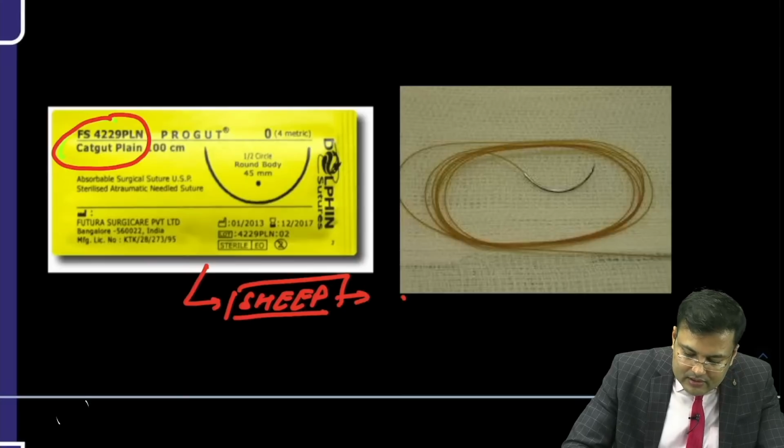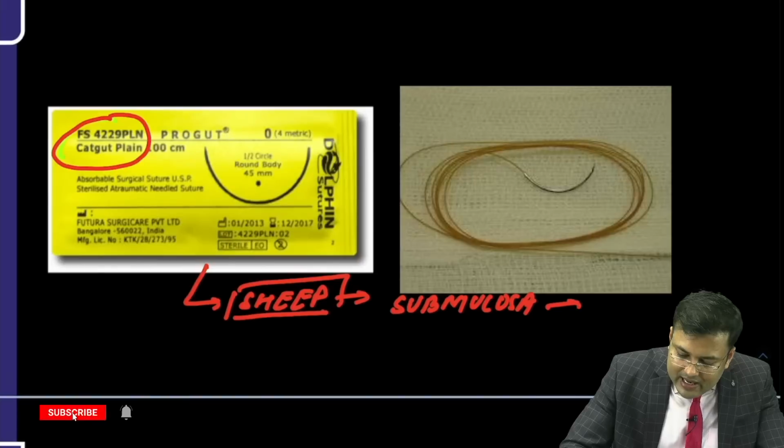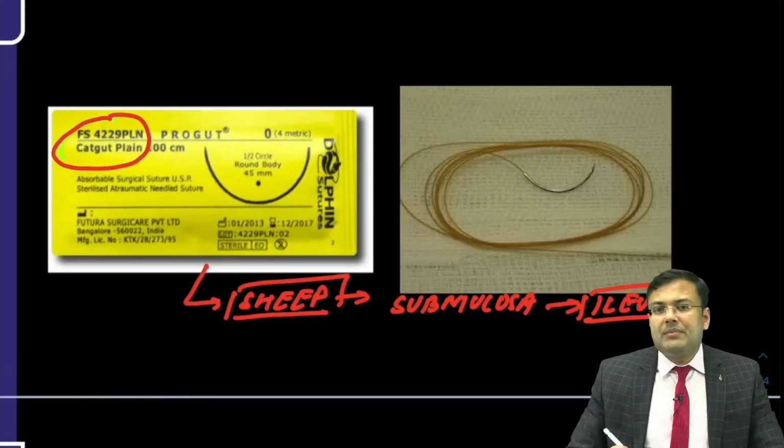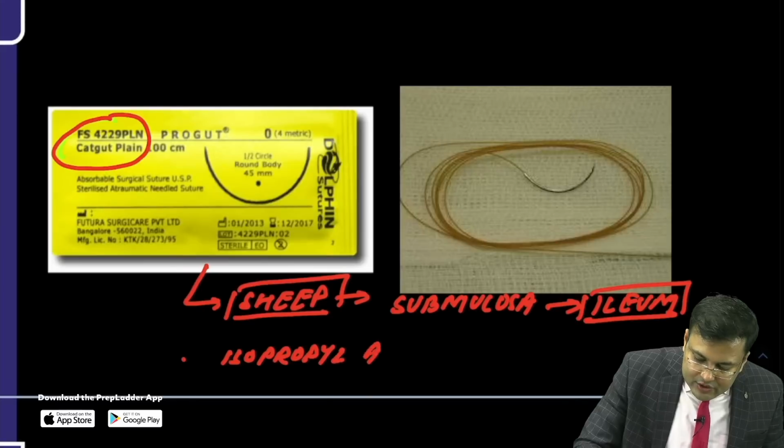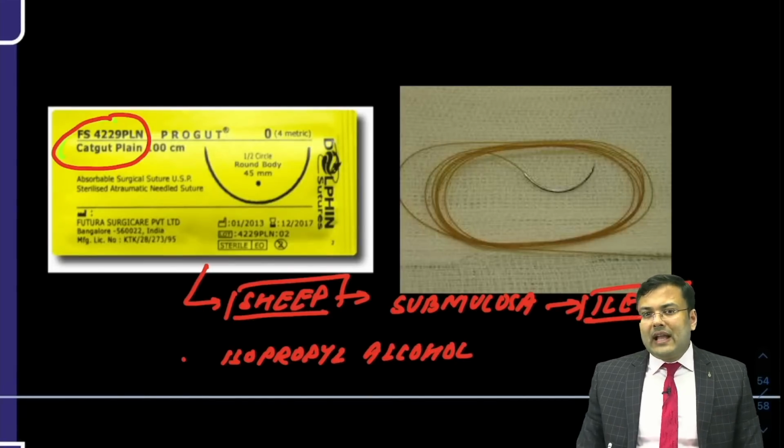Sheep's submucosa. And which part of bowel? Ileum. So it is prepared from submucosa of sheep's ileum. It is preserved in isopropyl alcohol. Tell me in how many days catgut is absorbed?